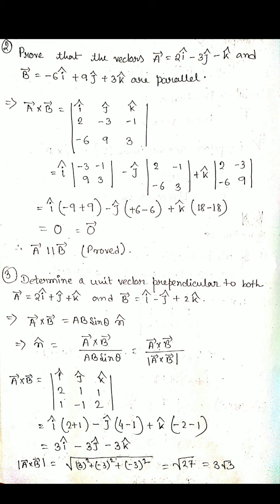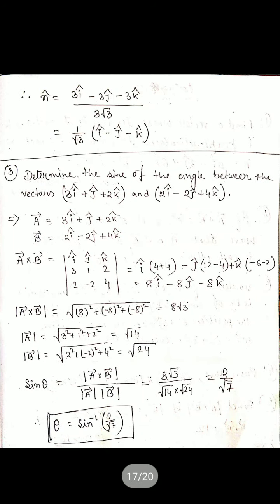Third number, we find the unit vector perpendicular to A and B. So the unit vector formula is A cross B by AB sin theta. AB sin theta is the magnitude of A cross B. So first we find A cross B, then the magnitude of A cross B. With the determinant form, we find A cross B is 3i hat minus 3j hat minus 3k hat. Then magnitude, that means root over 3 square plus minus 3 square plus minus 3 square, we get 3 root 3. Now we put this value in the n hat equation. Answer is 1 by root 3 into i hat minus j hat minus k hat. This is the unit vector.